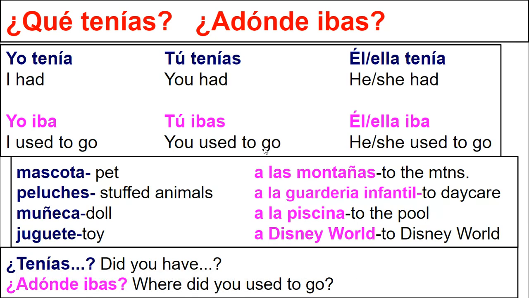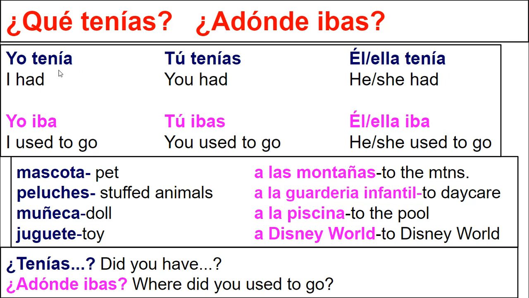So today we are going to practice telling what we used to have, or what we had as a child, and what other people had as a child, and then also where we used to go, where I used to go, where you used to go. Maybe describe where he or she used to go right now. So the two main questions are ¿Qué tenías? And ¿Adónde ibas? Those are the two questions you should be able to answer by the end, okay?